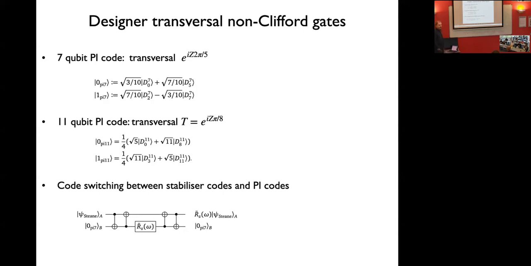And there are other permutation invariant codes. So there's this 7-qubit code which has transversal Z rotations on the logical space by angles 2 pi over 5. Notably, this is outside the Clifford hierarchy. And these codes are fairly simple. They're just superpositions of 2 Dicke states.